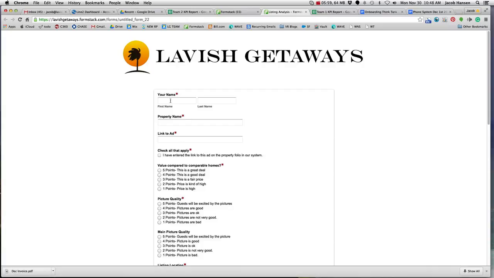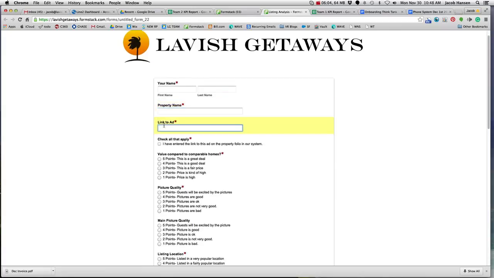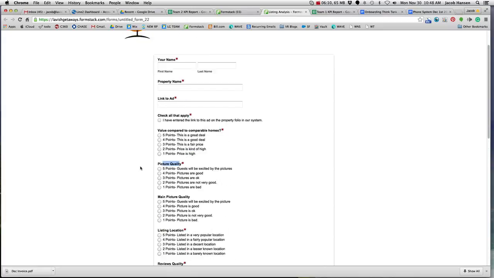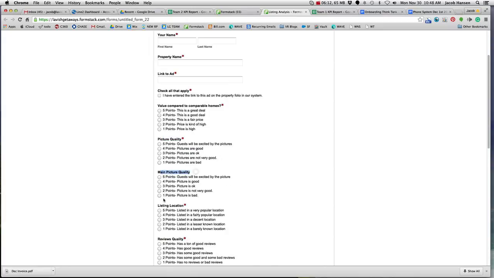So a listing analysis analyzes this ad. Why do people inquire on an ad? Well, they inquire if it has a good price, if it's a good value, if it has good pictures. People are much more likely to inquire. If the listing is in a good location, you're going to get more inquiries if it's in Sunset Beach versus Punaluu. No one's heard of Punaluu, but people have heard of Sunset Beach. So more people inquire about properties in that location.